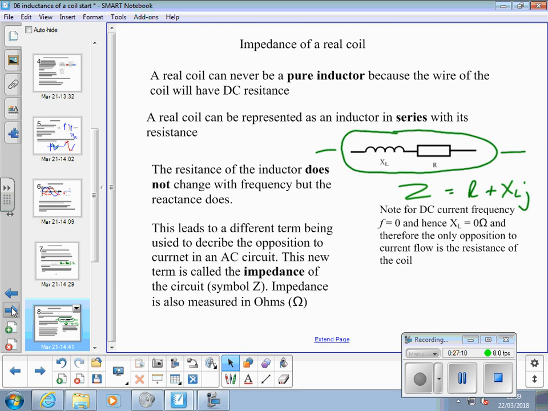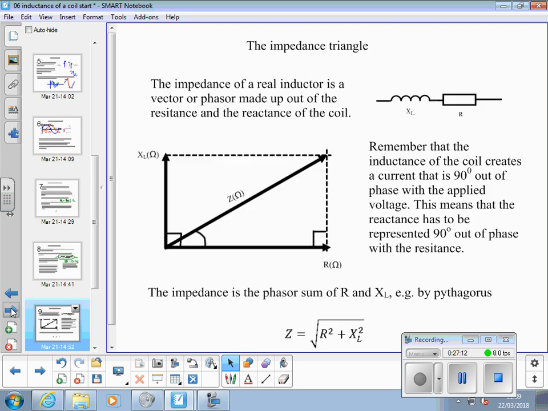Okay. So what we need to talk about now is the impedance triangle.